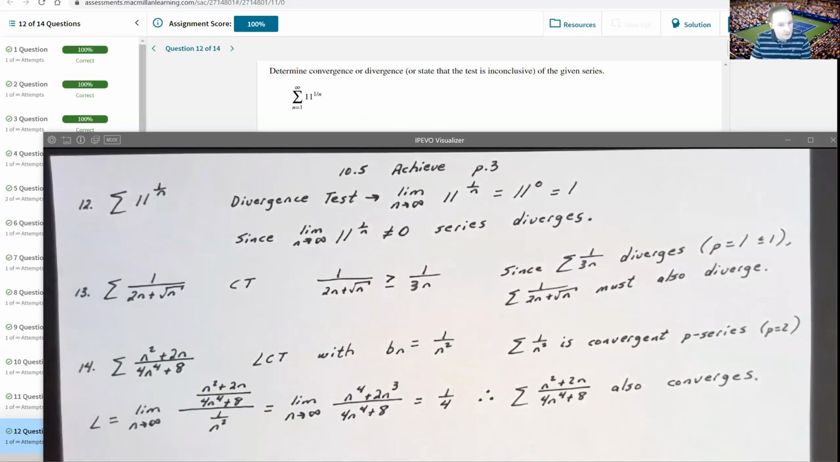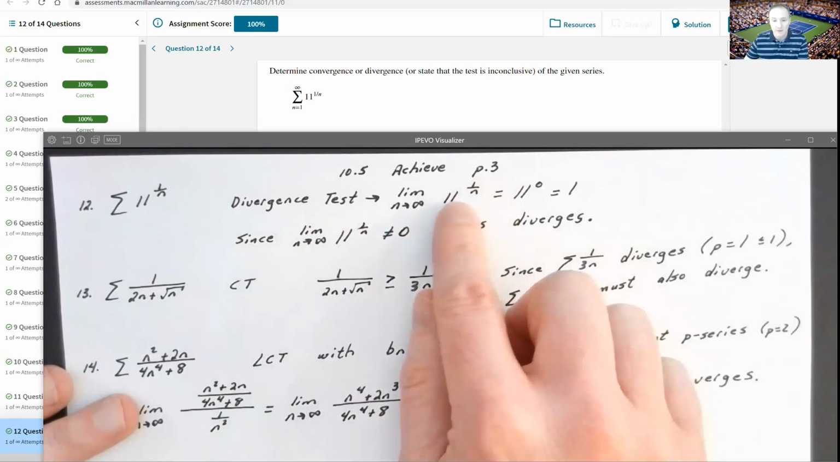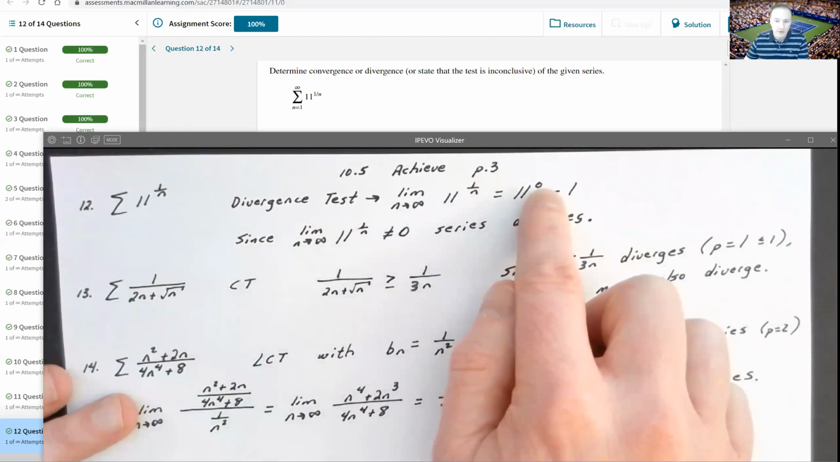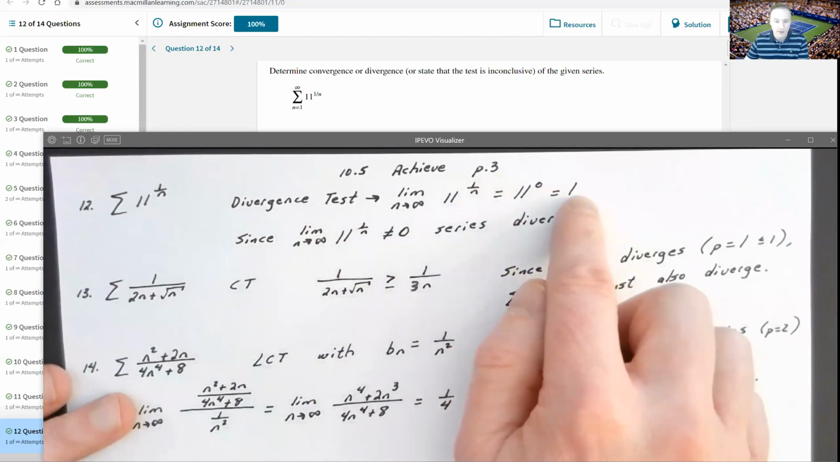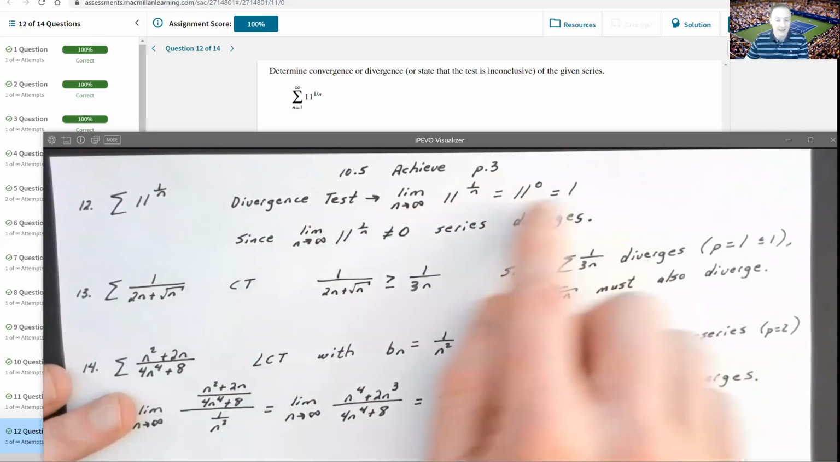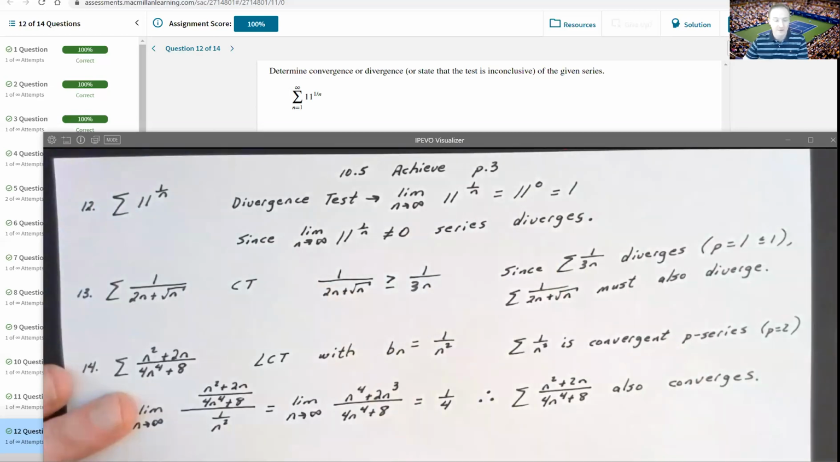Now, some people try to go too much with the divergence test and they want to say, well, if it is 0, it shows that it converges. That's not true. But it does tell us that if it's not 0, then clear cut, the series does diverge. And that's the case here. If I allow n to go to infinity, this becomes 11 to the 1 over infinity, which is 11 to the 0. We know any number to the 0 power is 1. So the limiting value of the general term is 1. Since that limiting value is not 0, that's conclusive evidence that this series diverges.